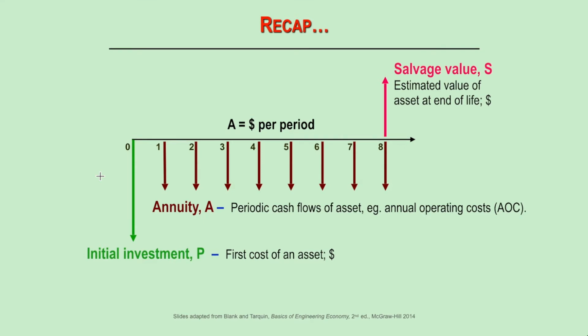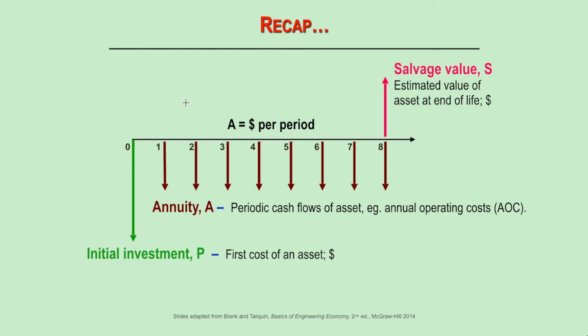First, a brief recap. An alternative that is being evaluated using present worth analysis or annual worth analysis would typically have these cash flows. Firstly, there would be a first cost of purchasing that asset, and that is the cash flow at T0 here. And at the end of the lifetime of the asset, there could be a salvage value or resale value of that asset, and this is shown by the cash flow labeled here.